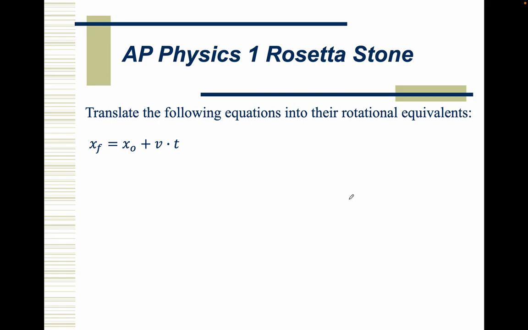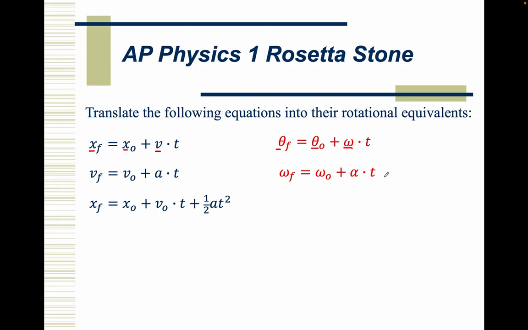So with this formula, very quickly, all you've got to do is look on your Rosetta Stone and figure out, hey, what's the rotational equivalent of x? And what's the rotational equivalent of v? If you do that, you'll discover you can simply write this as this equation, just substituting theta for x and omega for v. Same thing here. We'll just replace v with omega and a with alpha.